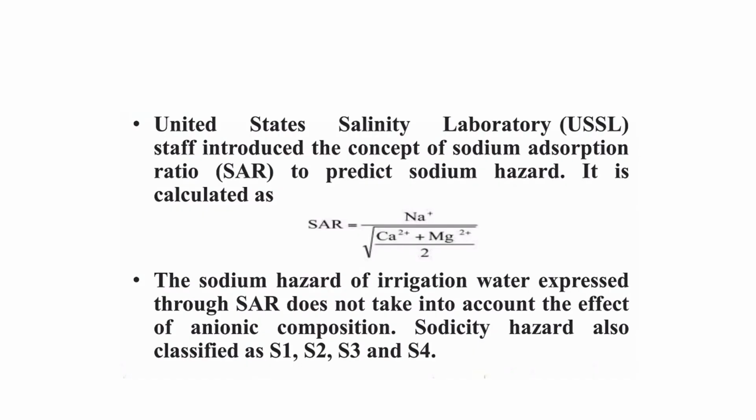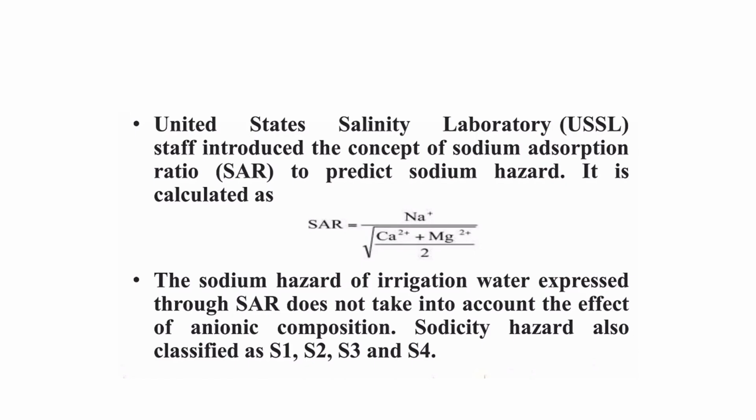The United States Salinity Laboratory introduced this concept of sodium adsorption ratio, and this is the formula for it. It is a measure of the amount of sodium relative to calcium and magnesium in water extract from the saturated soil paste. SAR indicates a possible sodium hazard. When the SAR is greater than 3, the water is sodic, which you have to consider.